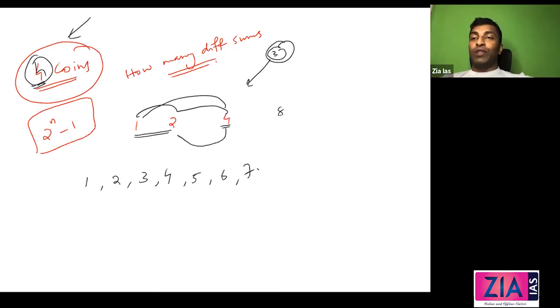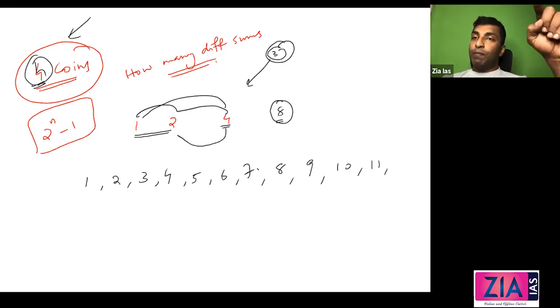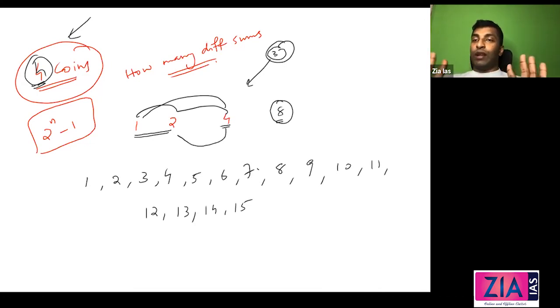So let's continue. With 1 to 4, I was able to make this much. Now can I give 8? Yes, 8. By taking this, I can give 8. 8 plus 1, I can give 9. 8 plus 2, I can make 10. 8 plus 2 plus 1, I can give 11. 8 plus 4, I can give 12. 8 plus 4 plus 1, 13. 8 plus 4 plus 2, 14. 8 plus 4 plus 2 plus 1, 15. Any more sums I can give, guys? No. That's why your answer is 15.